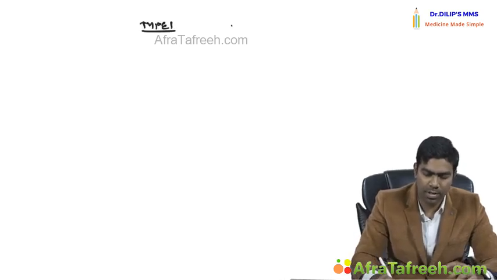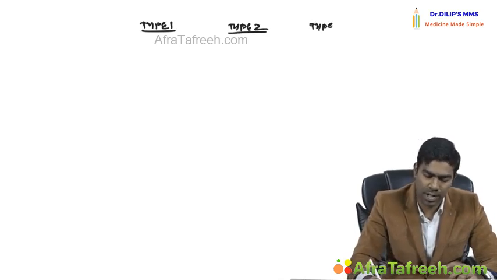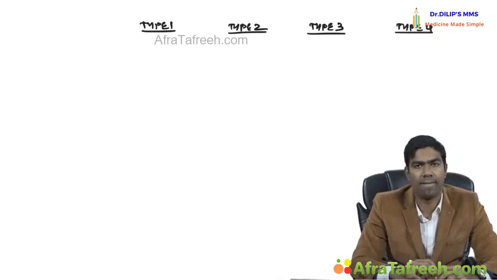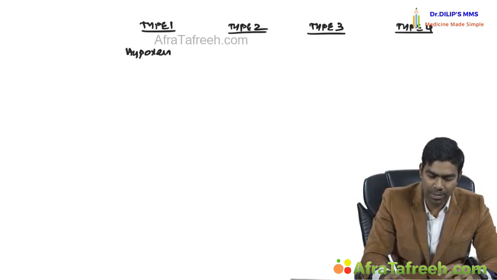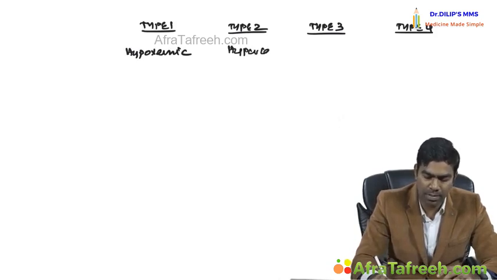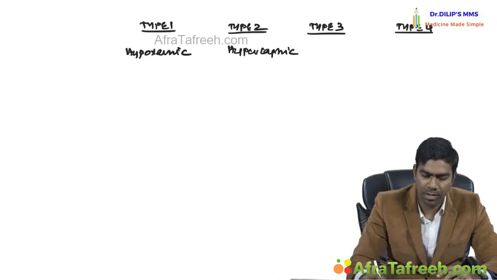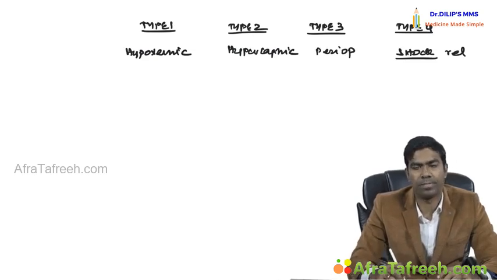You have a type 1 respiratory failure, you have a type 2 respiratory failure, you have a type 3 respiratory failure, and you have a type 4 respiratory failure. Type 1 respiratory failure, let us see what are the other names for this. Type 1 respiratory failure is also referred to as hypoxemic respiratory failure. Type 2 respiratory failure is also referred to as hypercapnic respiratory failure. Type 3 respiratory failure is also referred to as perioperative respiratory failure. And type 4 respiratory failure is also referred to as something called a shock-related respiratory failure.